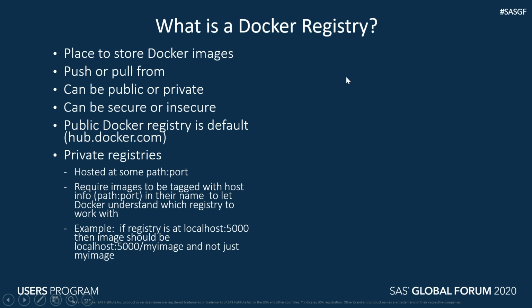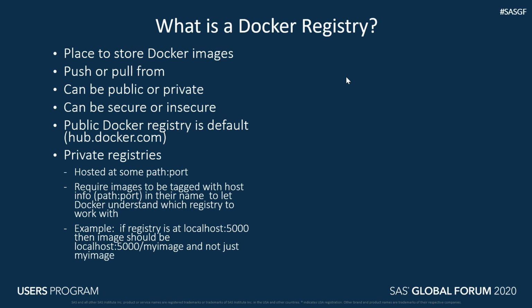So what is a Docker registry? A Docker registry is simply a repository to store Docker images in. We can push or pull from it, much as you might think about pushing or pulling from a remote repository in the Git world. We can push images that we create up to a Docker registry to be stored in there. We can pull images down from that registry.